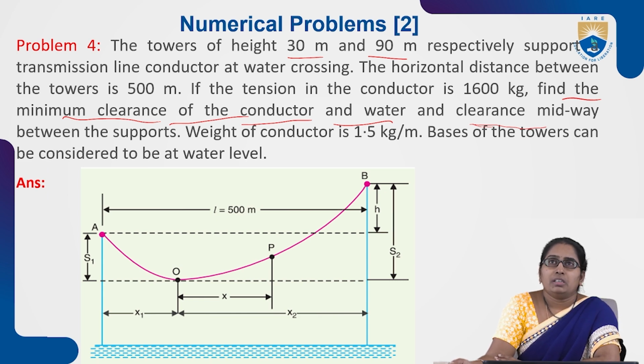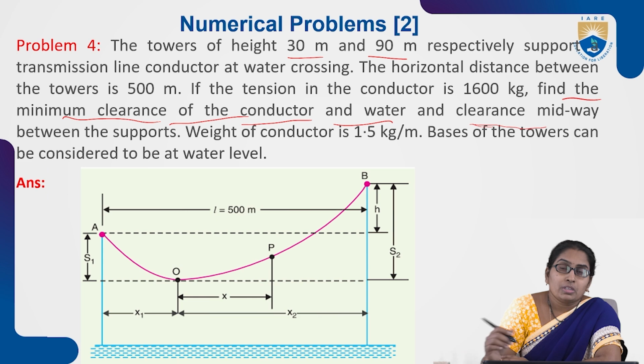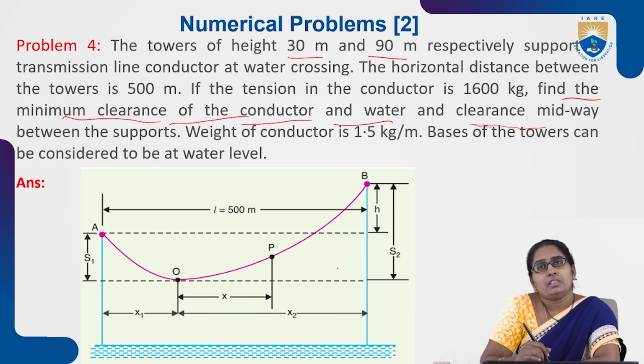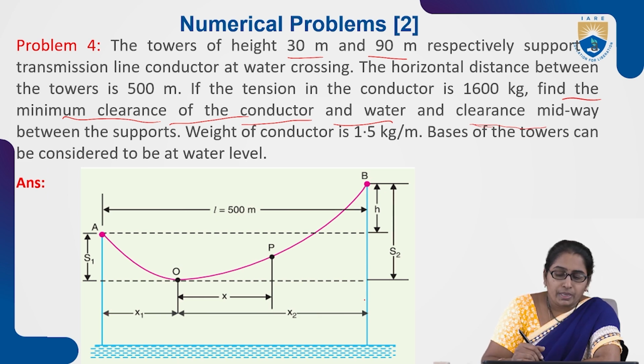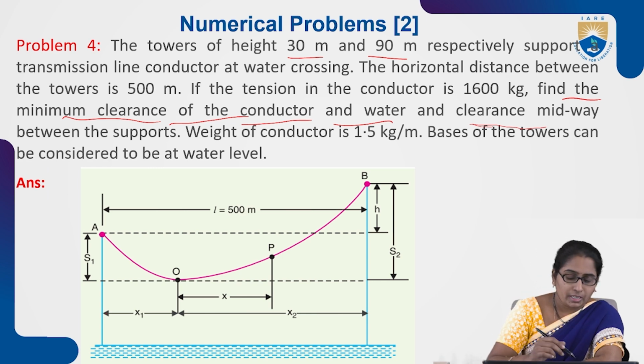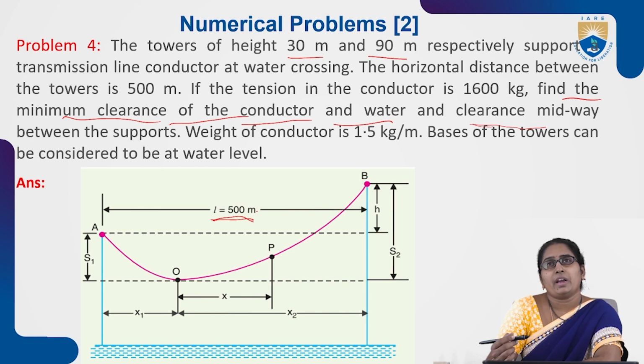we have to draw the diagram with towers, and between them the transmission line. You can see it in the slide, the diagram. It is clearly given the towers are at different heights. One is 30 meters, another one is 90. You can see tower A is the lower level support, which is 30 meters height, and tower B is 90 meters above the water level. And the span length is shown as 500.